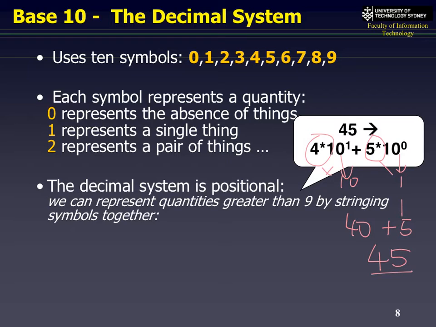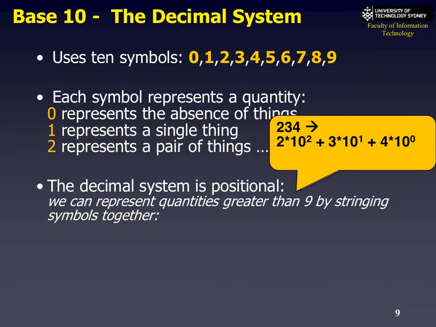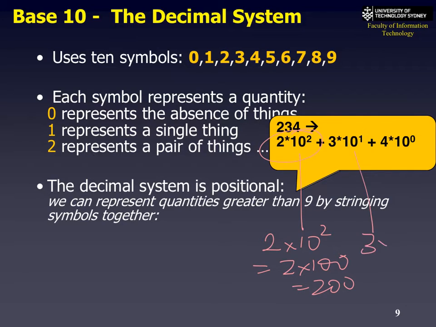Simple as that. Here's another classic example. 2 times 10 to the 2 is 2 times 100, which is equal to 200. Same thing with this: 3 times 10 to the 1, that's 30. And of course that's 4, which gives us 234.